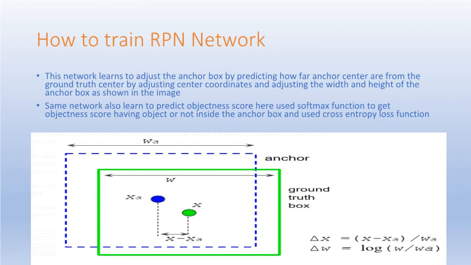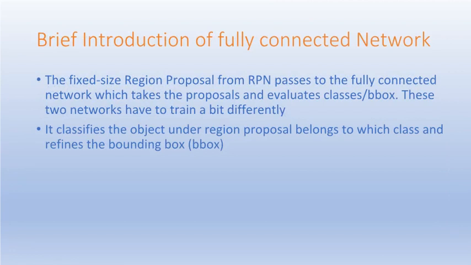loss function. And finally, a brief introduction of the fully connected network, which is the last network after the region proposal network. The fixed size region proposal from RPN passes to the fully connected network, which takes the proposals and evaluates classes and B box. These two networks have to be trained a bit differently. It classifies which class the object under the region proposal belongs to and predicts the bounding box again to refine the bounding box.